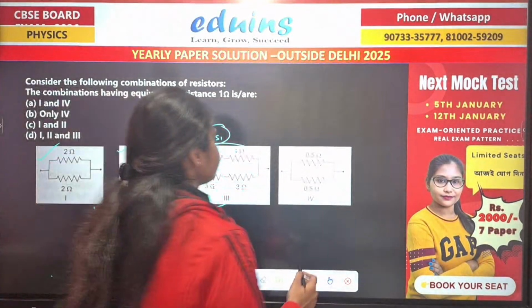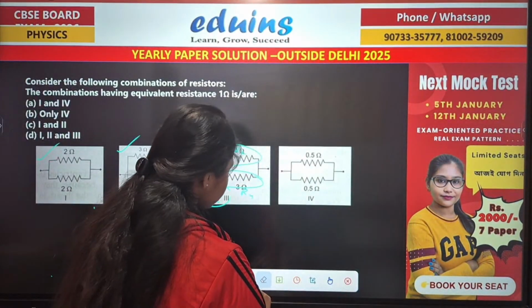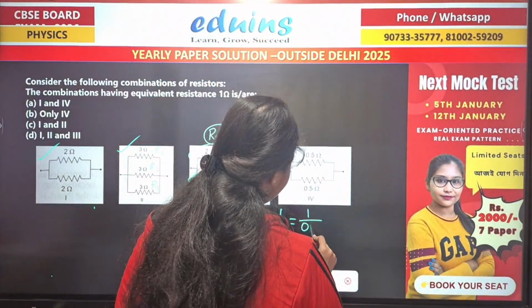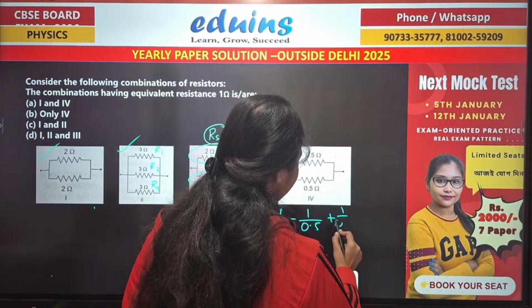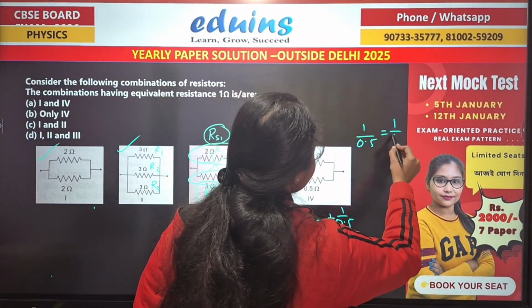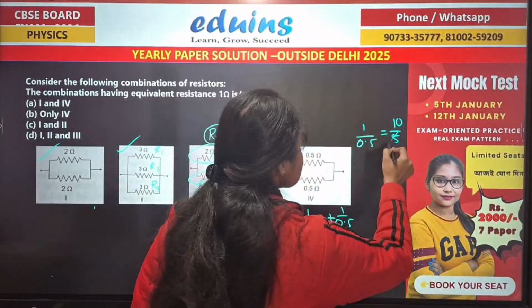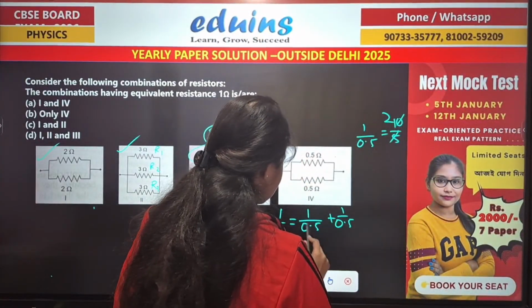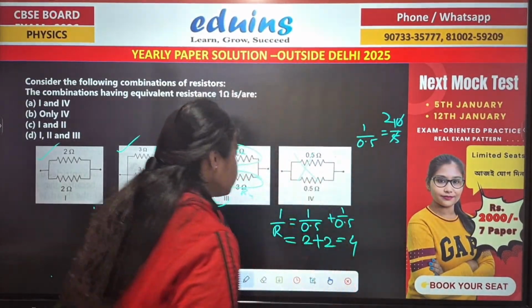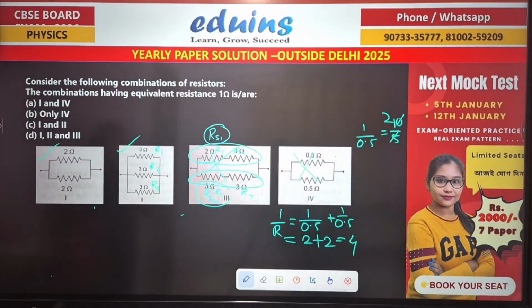Okay, now 0.5, 0.5. So 1 by R is equal to 1 by 0.5 plus 1 by 0.5. So we can solve it right here. 5 into 10. Okay, so 2. So 2 plus 2 is equal to 4. This is also not correct for this statement.